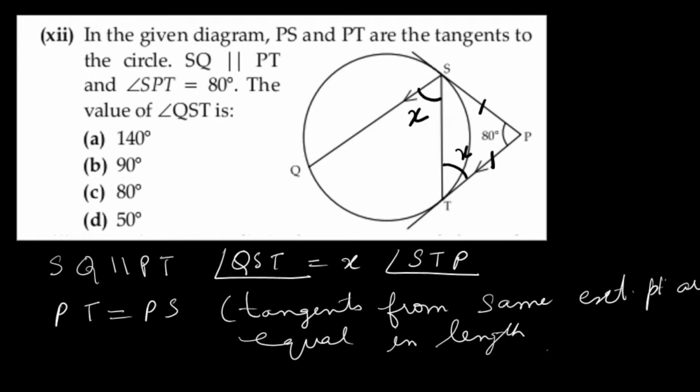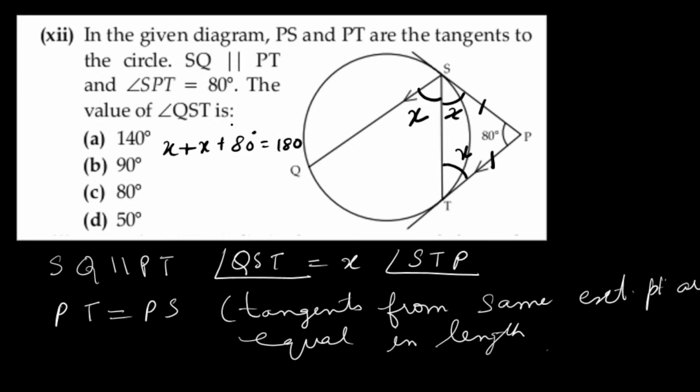Now I think the triangle is in front of you. That means it will become an isosceles triangle, so this angle will also be equal to x. You can find the value of x by using the sum of angles of a triangle. So x plus x plus 80 degrees is equal to 180.